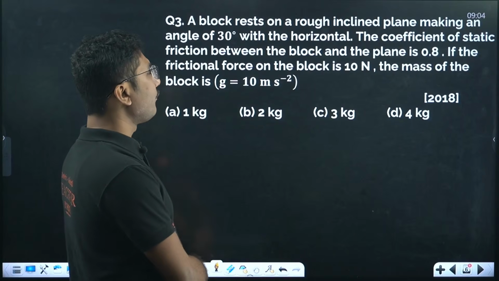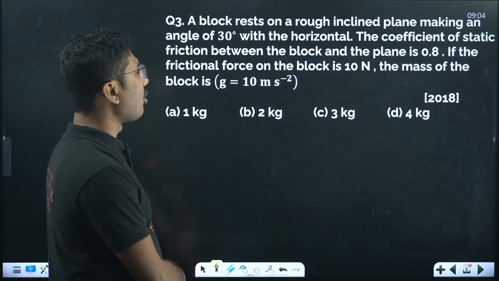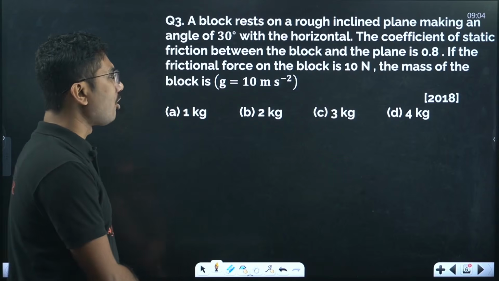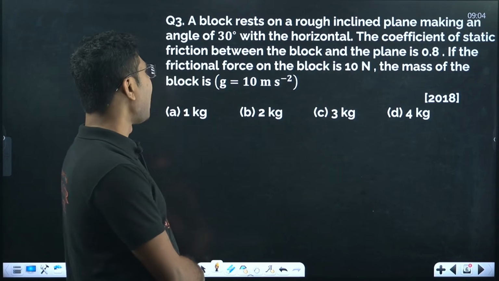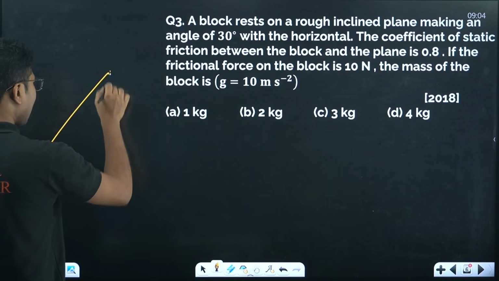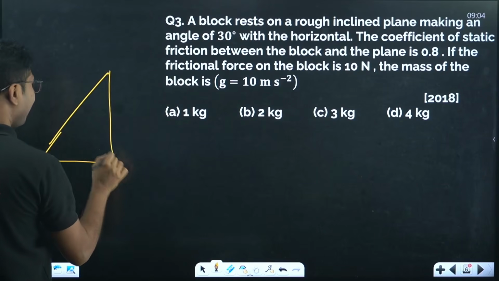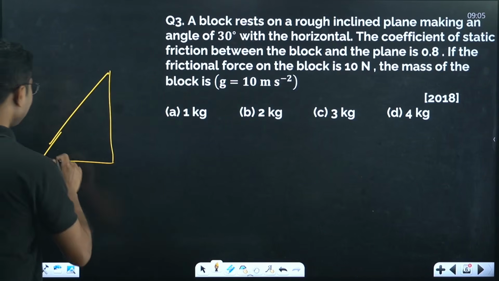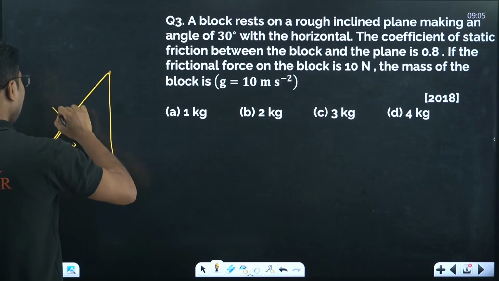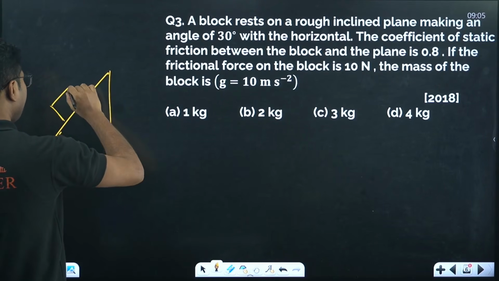Next, a block rests on a rough inclined plane making an angle 30 degree with the horizontal. The coefficient of static friction between the block and the plane is 0.8. If the frictional force on the block is 10 Newton, the mass of the block is. So let's see. Here we have a rough inclined plane, okay, making an angle 30 degrees. Now the block is resting on the plane.